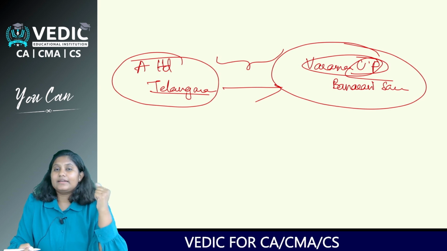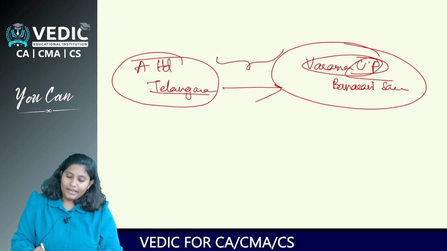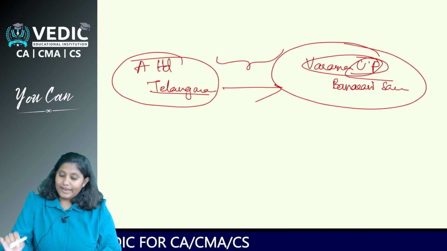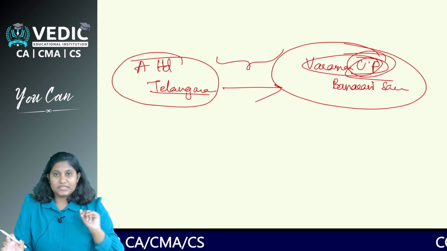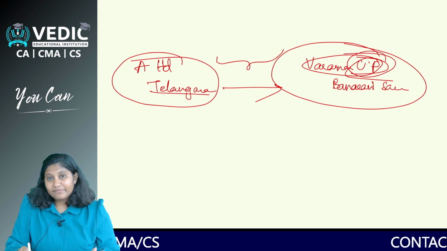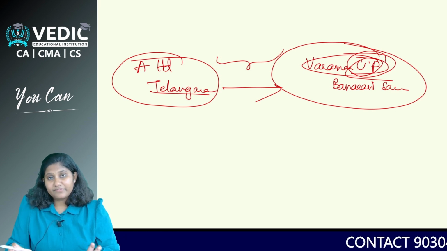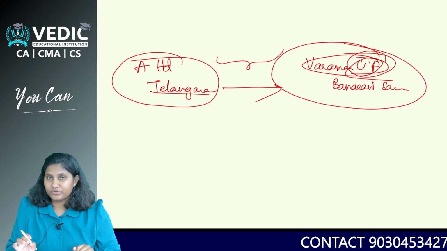That also will be considered as supply. Basically now, A Limited in Telangana and A Limited in UP will be considered as distinct persons. And supply between them, whatever the activities between them, is considered as supply and GST is levied upon that.